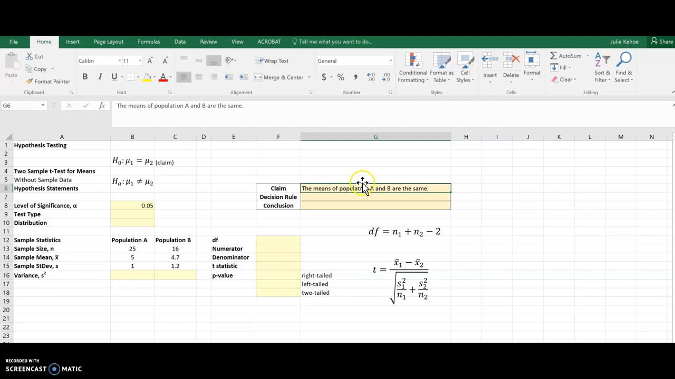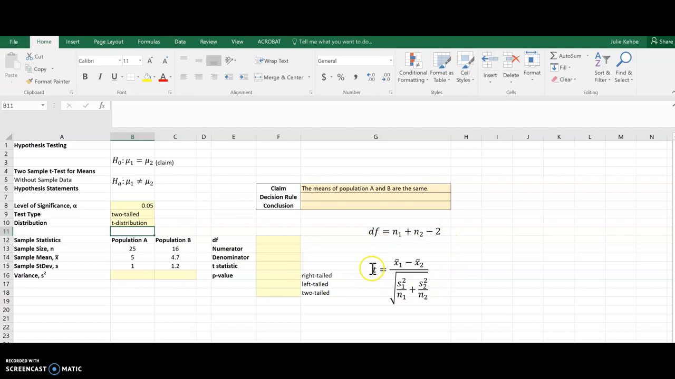Now our claim here is the means of population A and B are the same, which gives me these two hypothesis statements over here, where the null hypothesis is the claim. So that means this is going to be a two-tailed test from looking at the alternative hypothesis. And I have to use a t-distribution because all I was given was sample standard deviations.